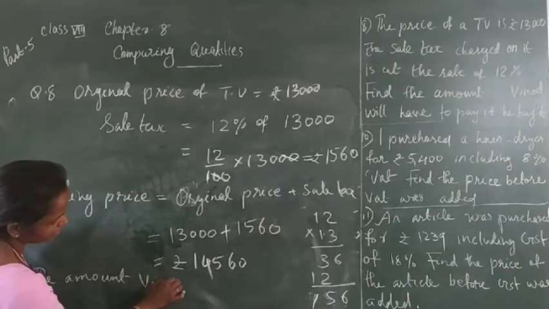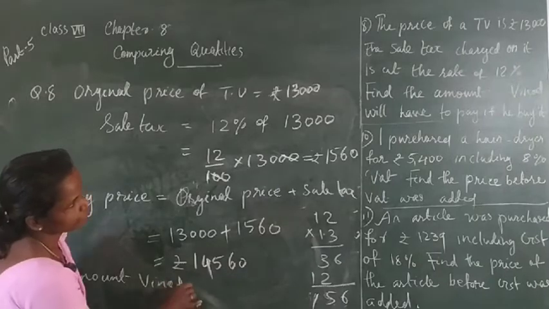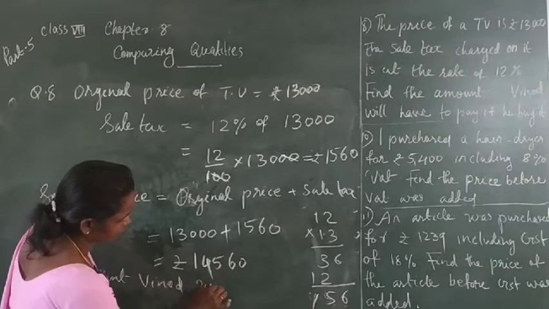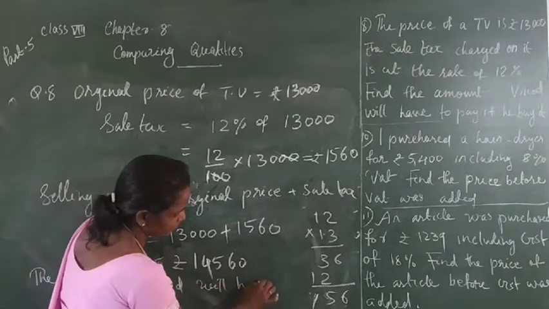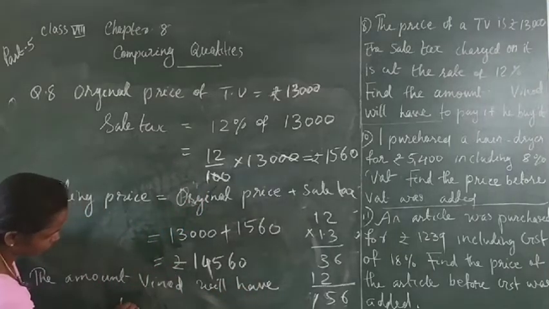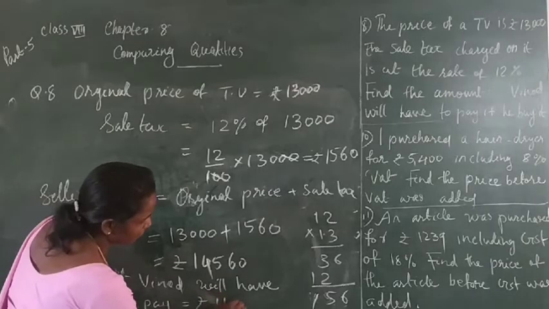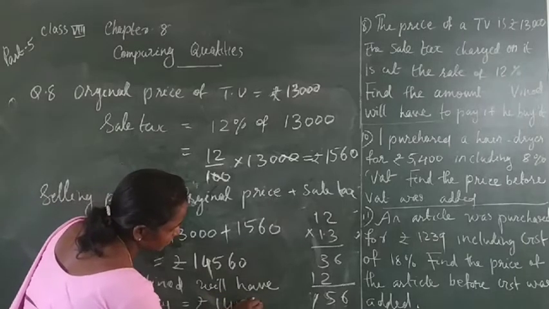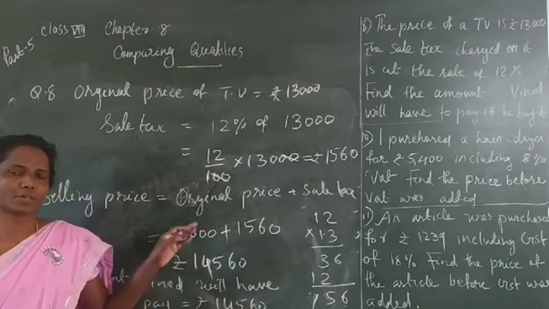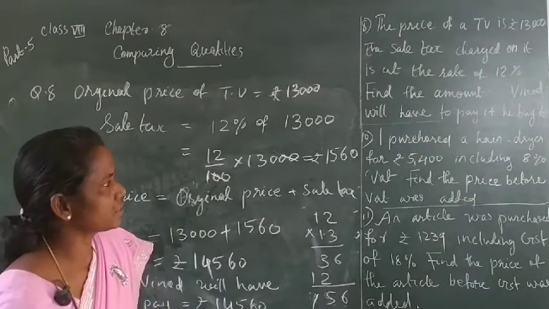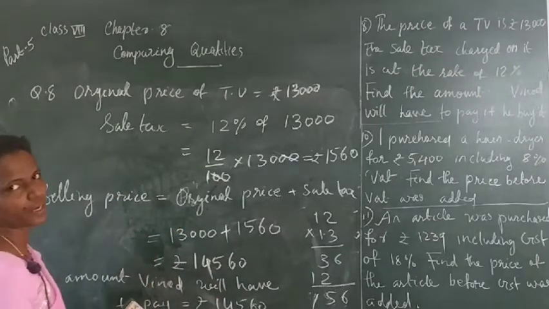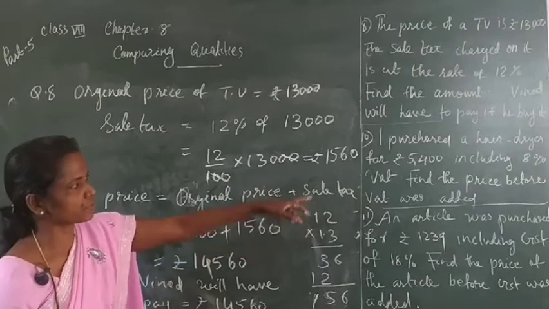So then we can write the amount Vinod will have to pay is equal to rupees 14,560. The next question, question number 9, you can do yourself. The next question, 10.